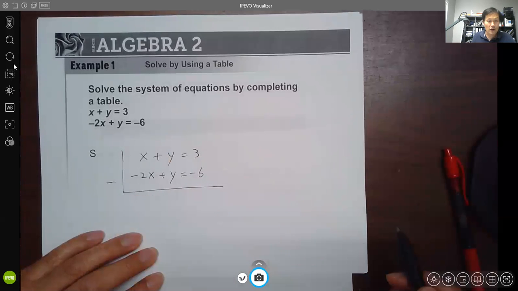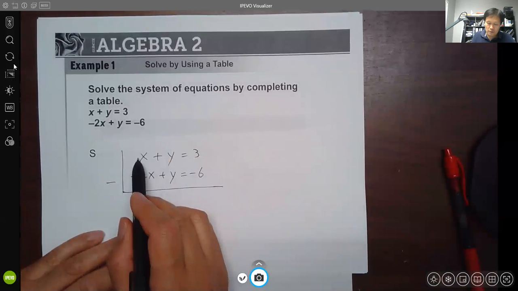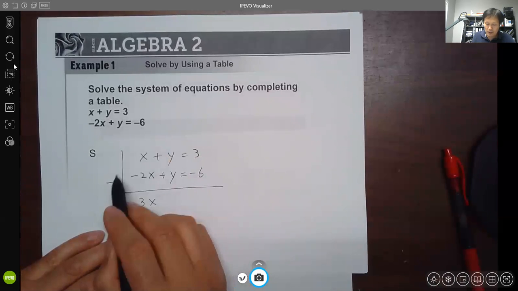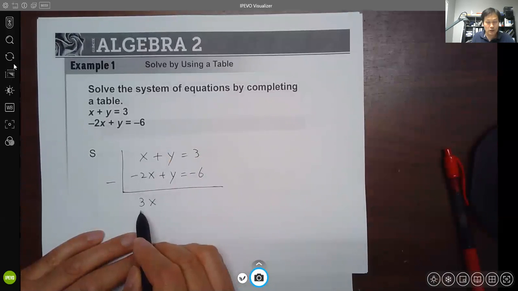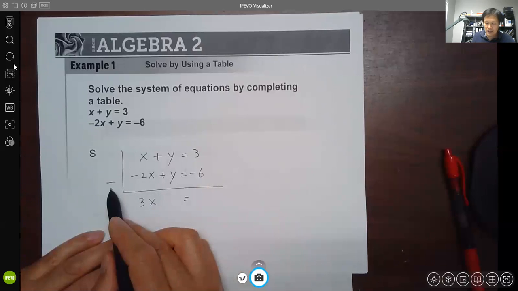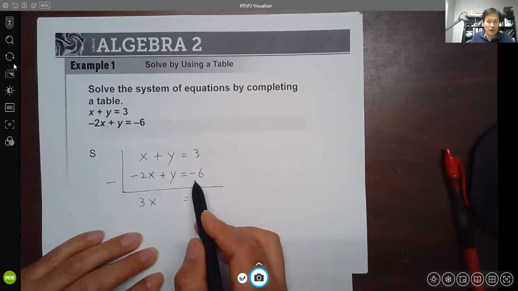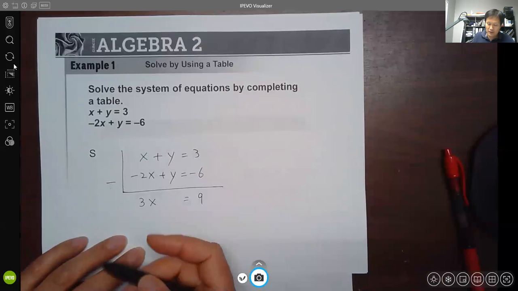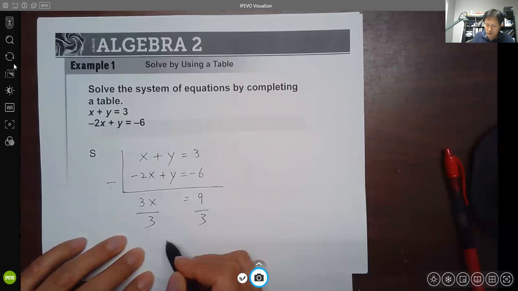I'm going to just subtract. 1 minus minus 2 is plus 3. 1 minus 1 disappears. 3 minus minus 6, double minus is positive 6. So 3 plus 6, 9. Solve for x, divide by 3, x equal to 3.